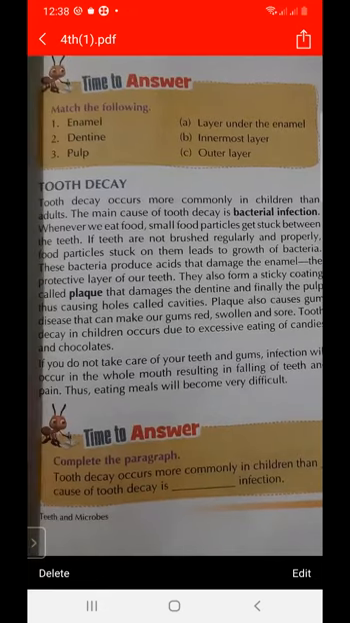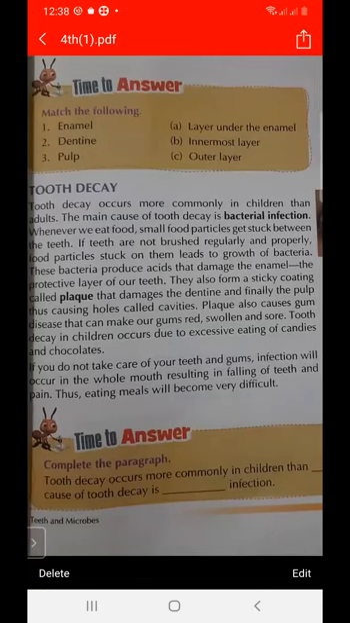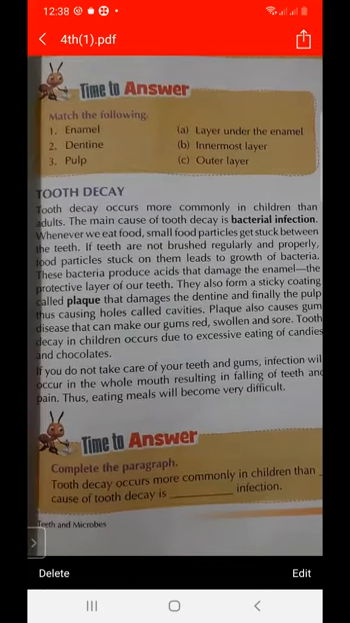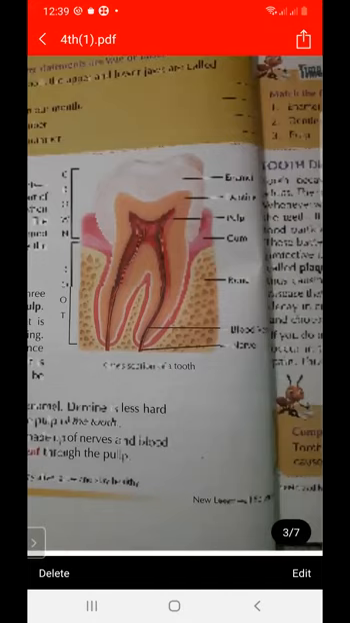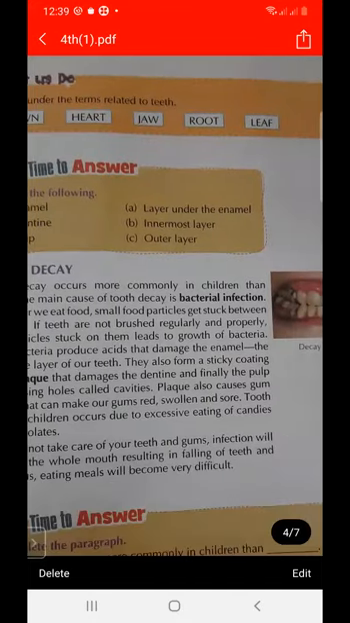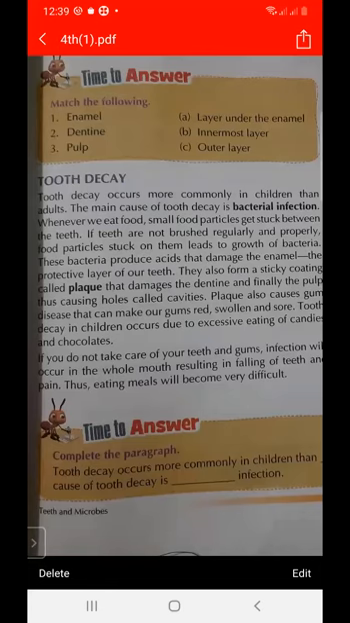Firstly, we have seen that these bacteria produce acid and they damage the enamel. What do you mean by enamel? It is the protective layer of our teeth, shown in the previous figure. Enamel is the outer layer shown in the figure. This is the enamel. It gets destroyed due to the acid, and this acid is due to the growth of bacteria.